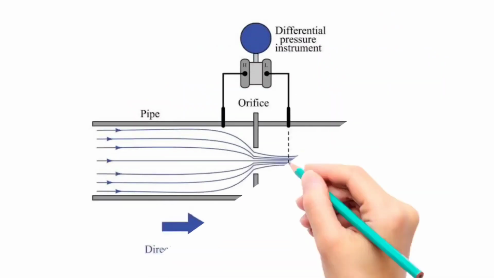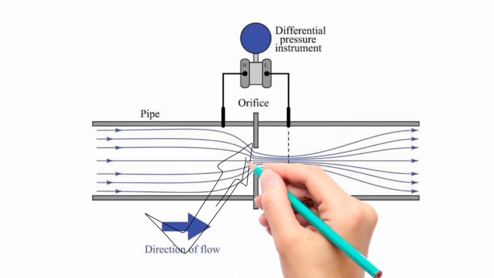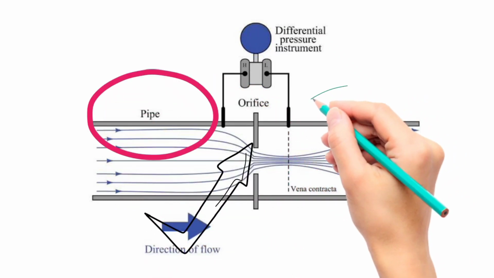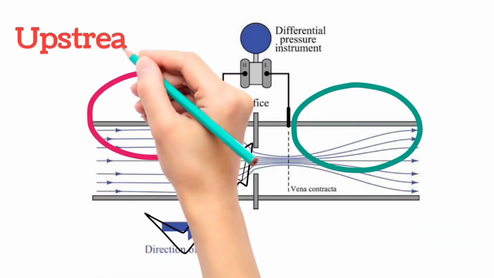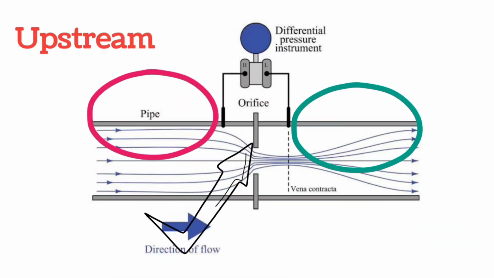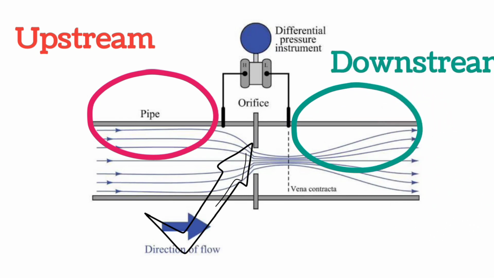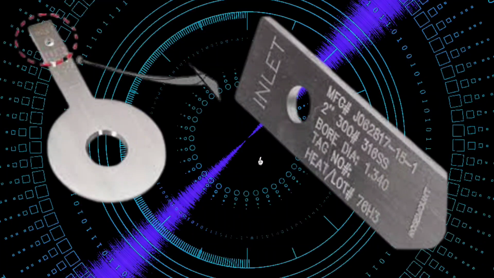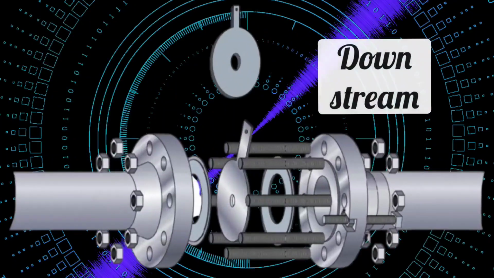Here, the orifice plate is shown by the arrow. There is a pipeline before the orifice plate, and there is a pipeline after the orifice plate. The pipeline before the orifice plate is called the upstream line. The pipeline after the orifice plate is called the downstream line. Where inlet will be written on the orifice, that will be upstream, and the other side will be downstream.